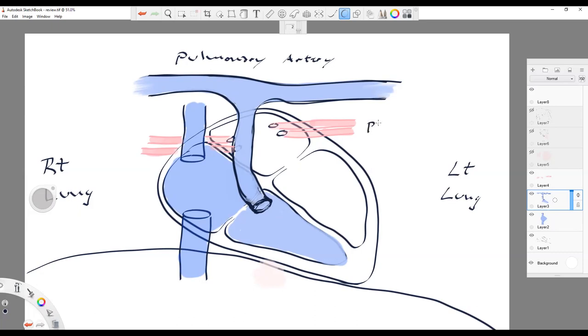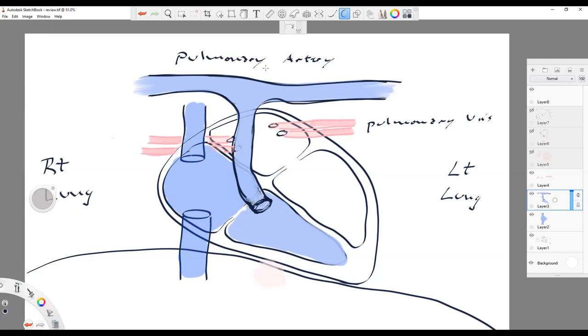These are pulmonary veins, usually two on the left here and two on the right. So they are oxygenated. Now, in the rest of the body, arteries are red and veins are blue. This is the only change from that. This is the only place where the artery is blue and the veins are red.